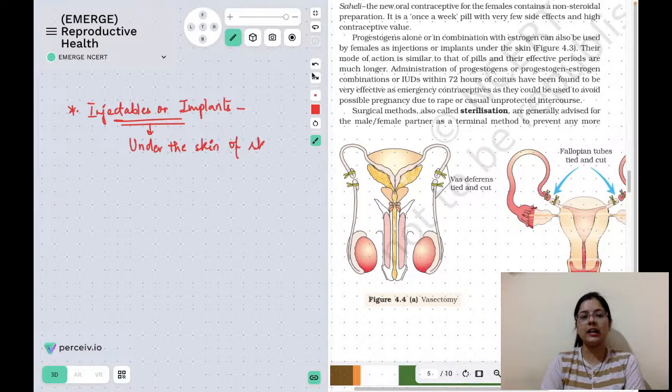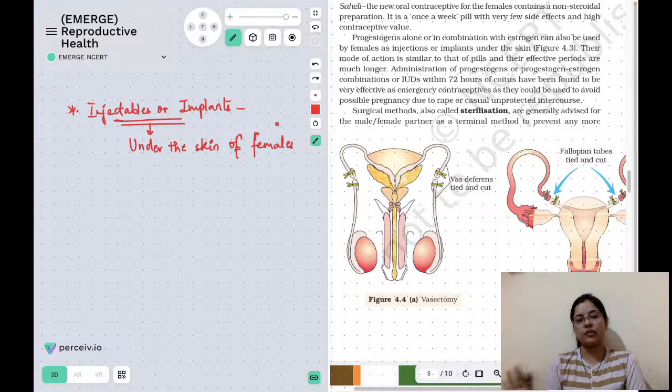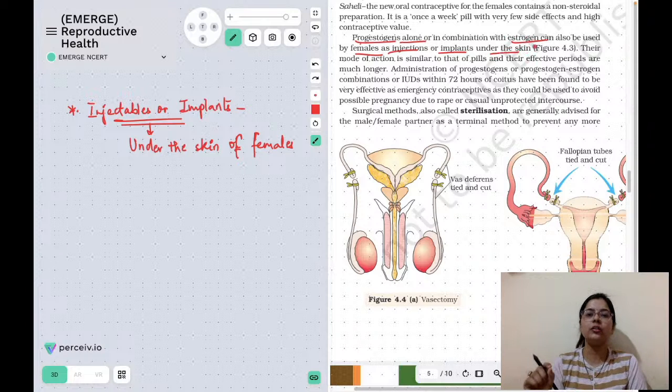इनका जो मोड ऑफ एक्शन अगर मैं आपको बताऊं, तो इनका मोड ऑफ एक्शन इज सिमिलर टू दैट ऑफ द पिल्स. कॉन्ट्रासेप्टिव पिल के तरह मोड ऑफ एक्शन होगा. ये भी ओव्यूलेशन एंड इम्प्लांटेशन को प्रिवेंट करेंगे. इनका जो प्रेपरेशन होता है वो प्रोजेस्टोजेंस का ही होता है, या तो प्रोजेस्टोजेन या तो एस्ट्रोजन के कॉम्बिनेशन के साथ इनको बनाया जाता है, एंड इंजेक्शंस या इम्प्लांट्स के फॉर्म में अंडर द स्किन दे आर बीइंग applied of the females.